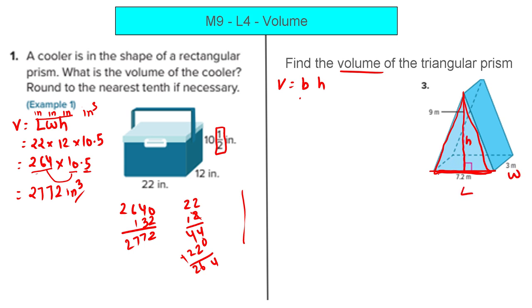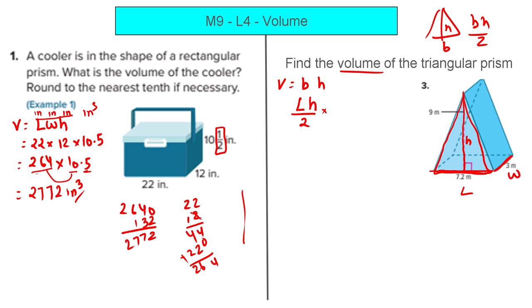So in the triangle we have to do this base multiply height, right? So base is what here? The length, and the height is the height, and we do divide by 2 too. Remember, for the triangle I told you this base multiply this height divided by 2, right? So base multiply height divided by 2.